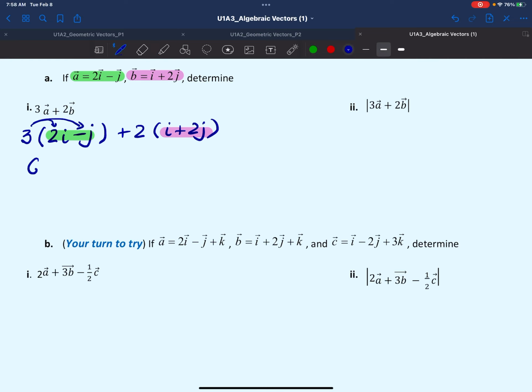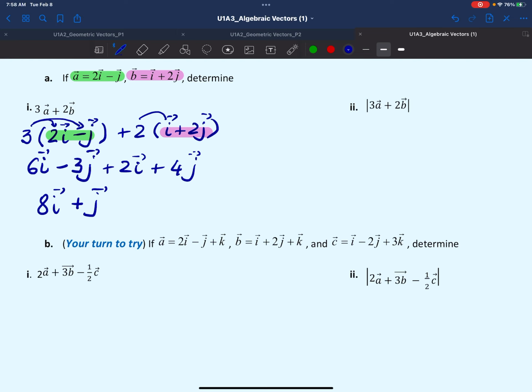So this would be 6i minus 3j. And this would be 2i plus 4j. So 6i plus 2i is 8i, and then plus 1j. And again, don't forget the vector symbol everywhere. I like to leave this for last because I do recognize it's a little bit tedious, but it's necessary.